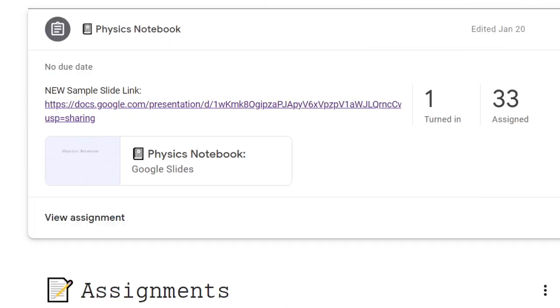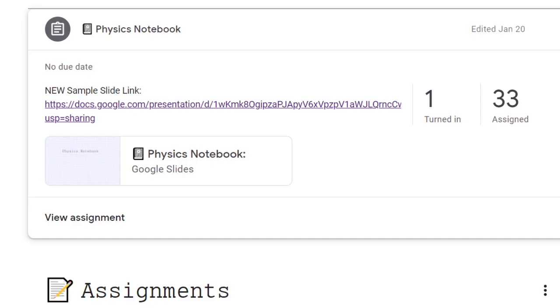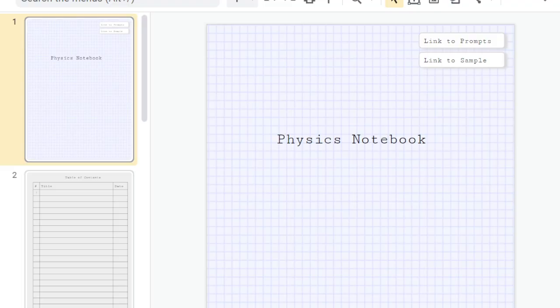So, the first thing you need to do is click on the new sample slide link. You're going to want to have that open, and then you can open up your actual notebook that has been created for you if you click under "Your Work" or "My Work" or whatever it says on your screen. I'm using a student's notebook and I'm going to show you the process.